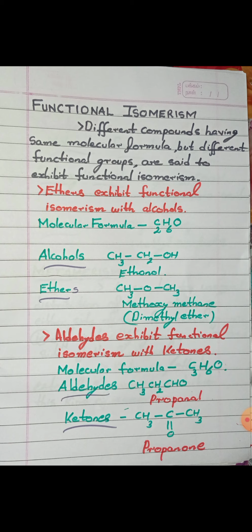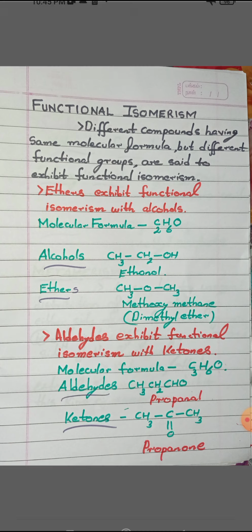For example, a compound of molecular formula C2H6O, that is 2 atoms of carbon, 6 atoms of hydrogen and 1 atom of oxygen. The possible alcohol is ethanol, that is ethyl alcohol, CH3CH2OH. Also, it can be an ether functional group compound too, that is CH3OCH3, dimethyl ether, the IUPAC name methoxymethane. That is, ethers exhibit functional isomerism with alcohols.